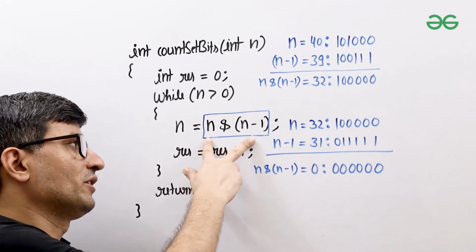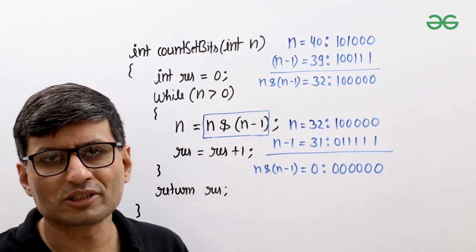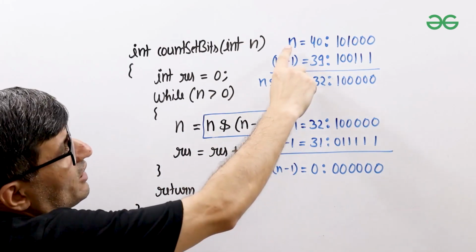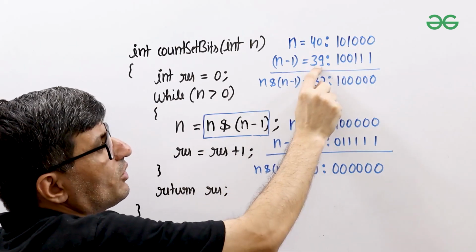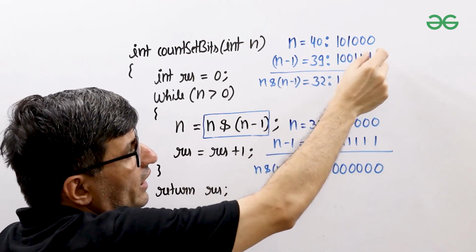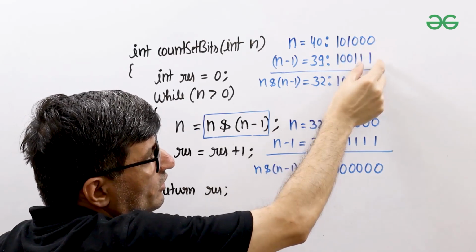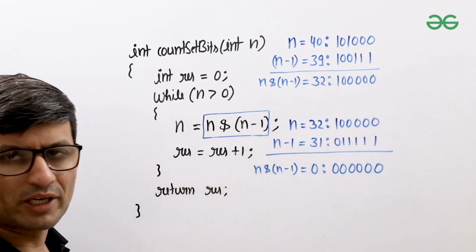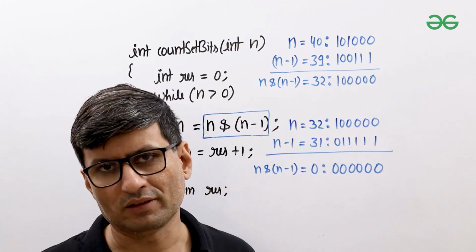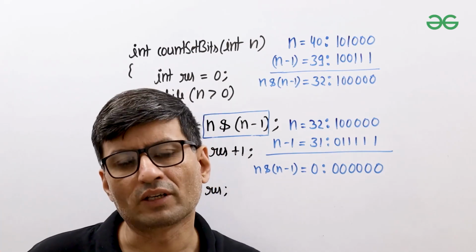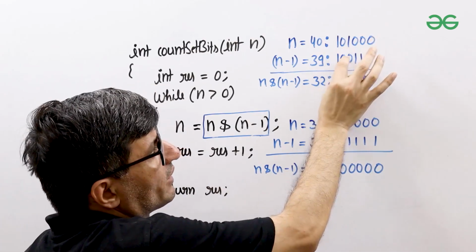Here is the expression that will unset the last set bit: n = n & (n - 1). And how does this work? Let's say n is 40 and we have this binary representation. n minus 1 is going to be 39, which is going to have ones in place of all the trailing zeros. See, when you subtract 1 from a number, all the trailing zeros become 1 and the last one becomes 0, right? So trailing zeros become 1 and this one becomes 0.